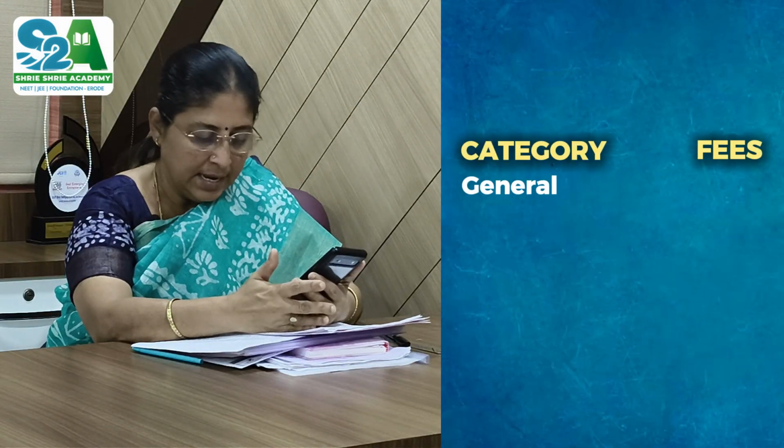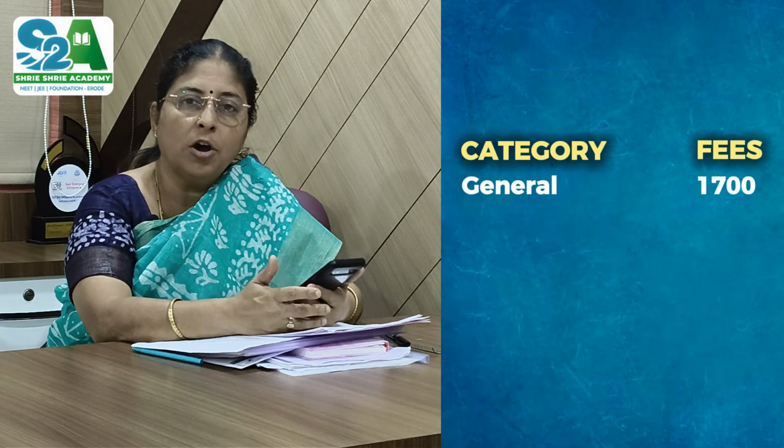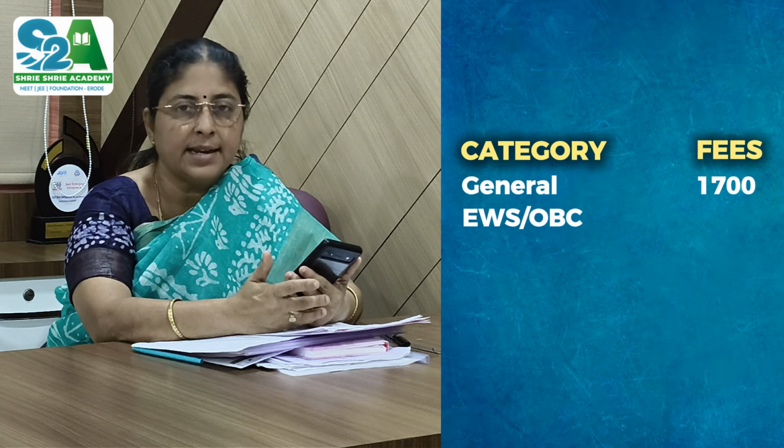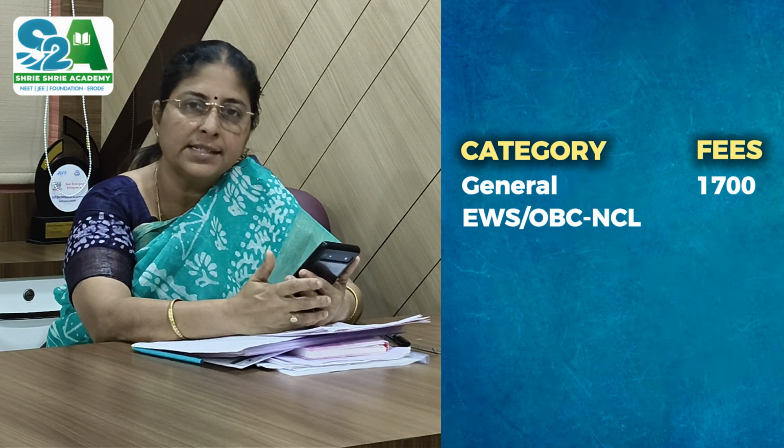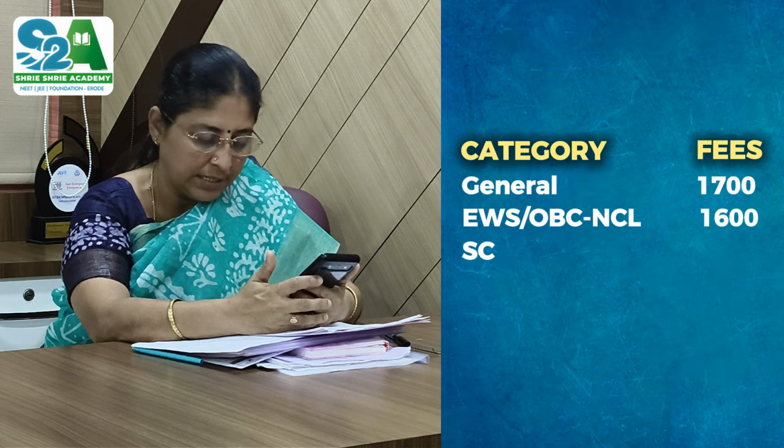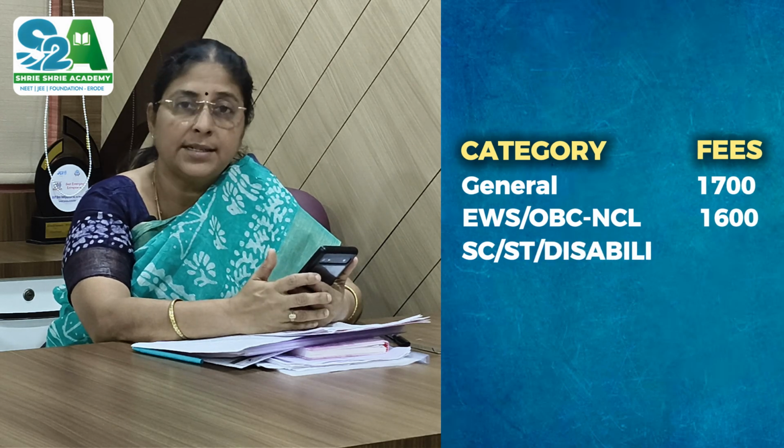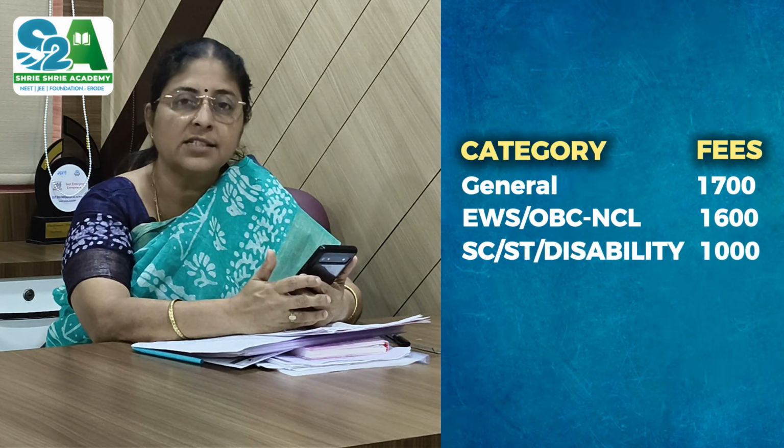What is the application fee? It varies according to the category. If you are of general category, it is 1,700 rupees. If you belong to EWS category in general, or if you are OBC NCL, it is 1,600. If you belong to SC, ST or physically challenged category, then your application fee is 1,000 rupees.